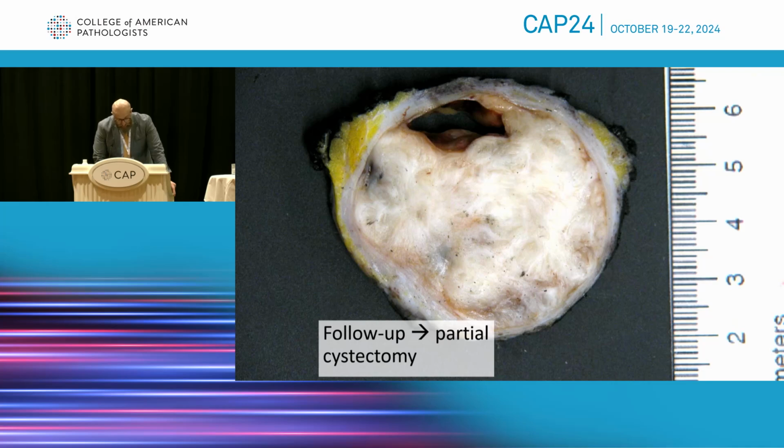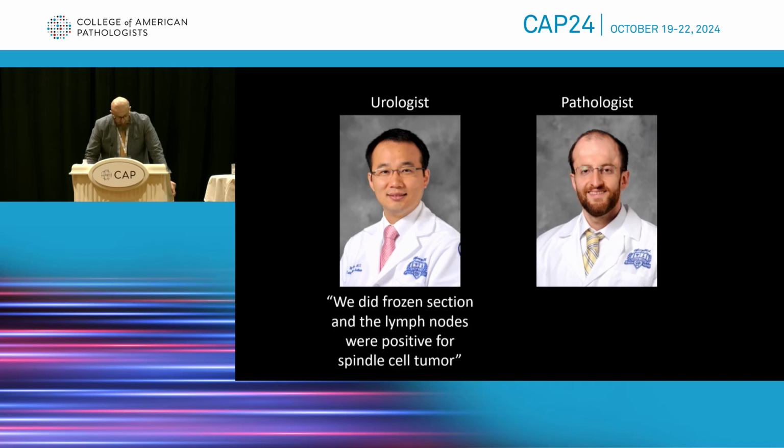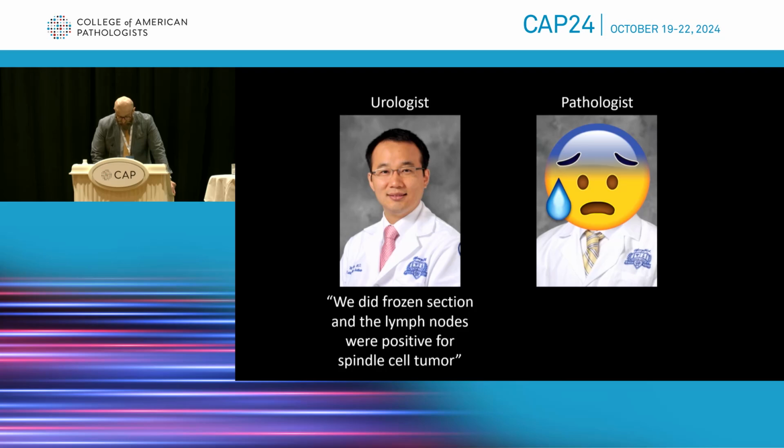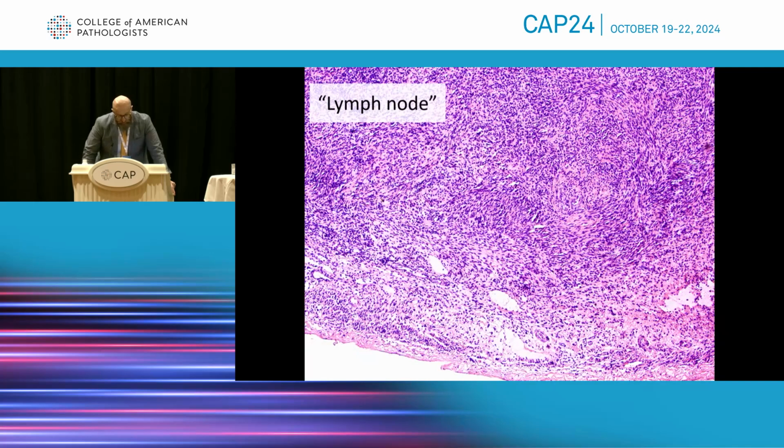And here you can see it looks almost kind of like a leiomyoma, a very white fibrous tumor. And a different urologist did that surgery, and we were having a conference that day, and he said, "We did frozen section on the lymph nodes, and they were positive for spindle cell tumor." And so I started to sweat. And this is what was referred to as the lymph node. And actually, hopefully I can convince you that this is probably not a lymph node at all.